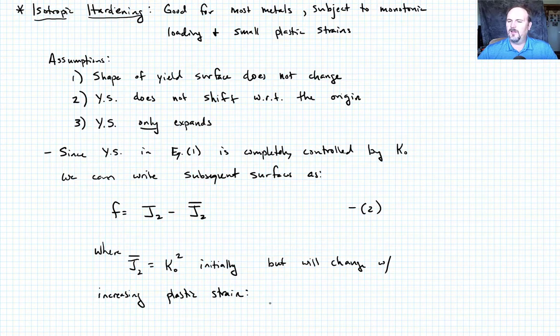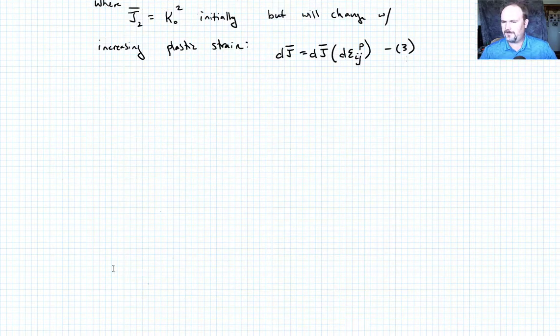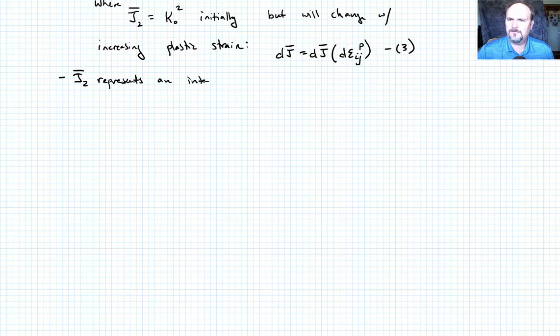So we could write something like the increment, let's say dJ2 bar, is a function of the plastic strain increment, for example. We can call that equation 3. So one thing I want to say is, what does J2 bar really represent? Well, it really represents an internal state variable. So let's just note that in this way, J2 bar represents an internal state variable.